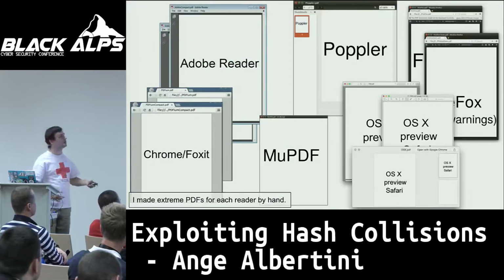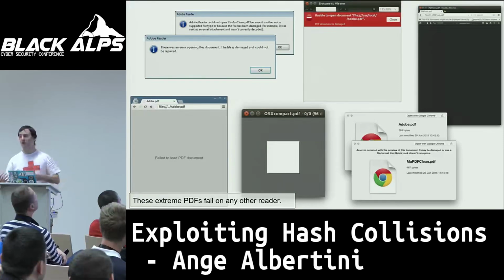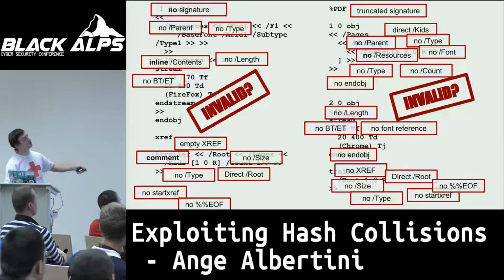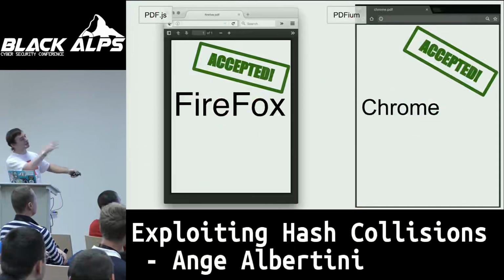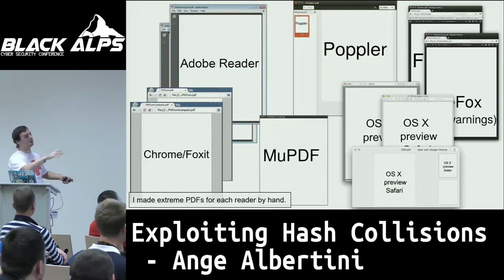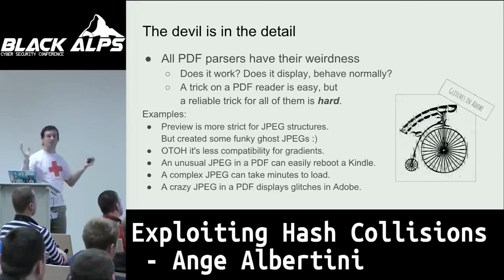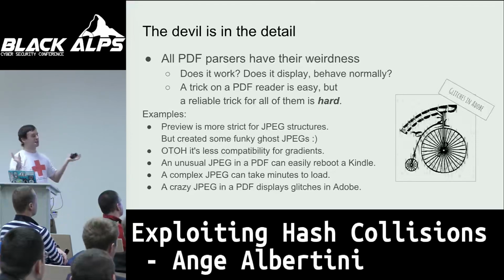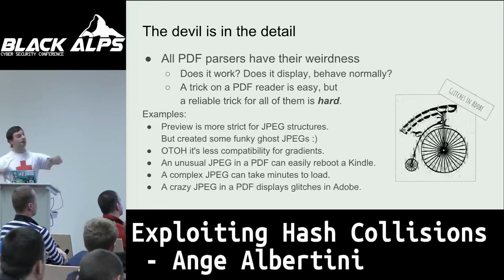So I created extreme PDFs for each of these readers, and they all work fine on their respective reader, and they all break on all the other readers on purpose, because I went to extreme ways to make them as crazy as possible. That's the landscape of PDF, right? If you want total compatibility, you have to deal with that. It was just a parenthesis to give you an idea that the PDF landscape is really not easy. So that's a problem. Does it work? Does it even display or behave normally?